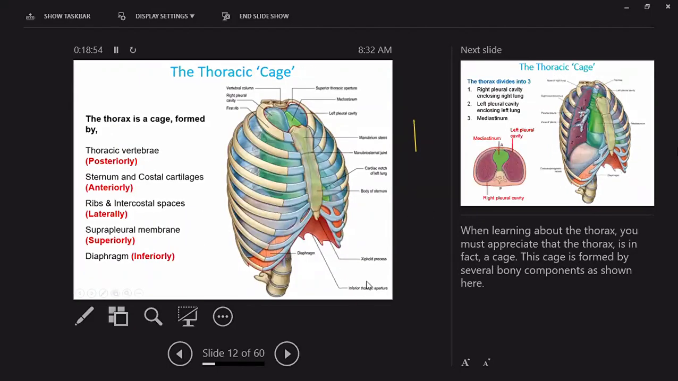Okay. Okay. Now you can see this also, no? Right. Yes, madam. Okay. Now this is what the thoracic cage is.